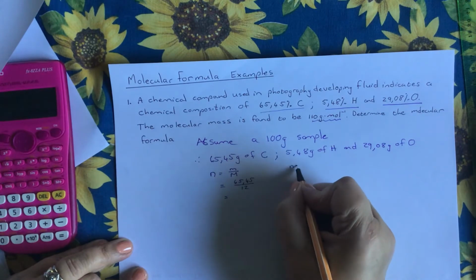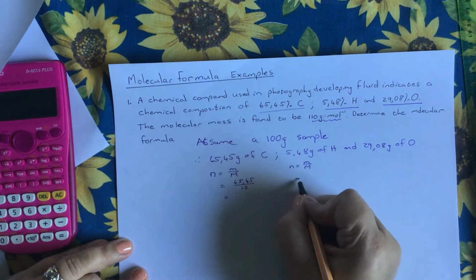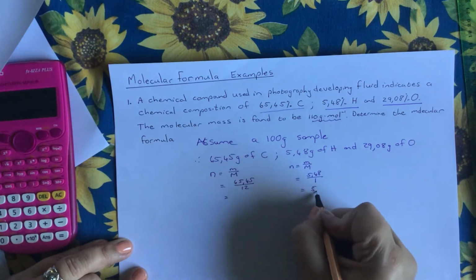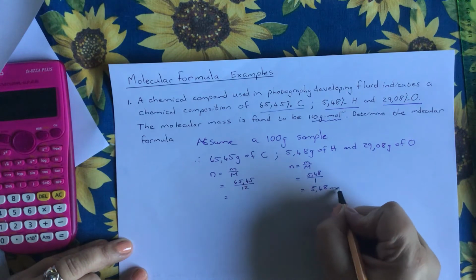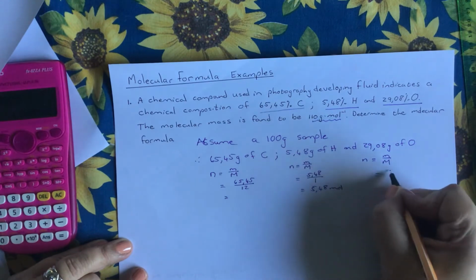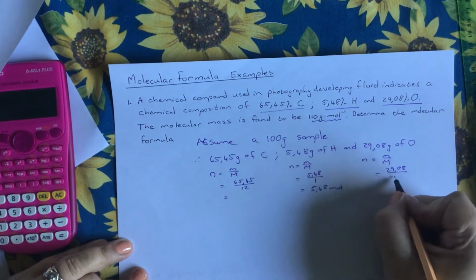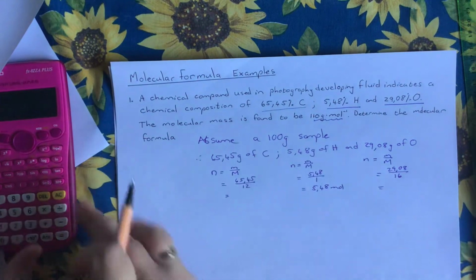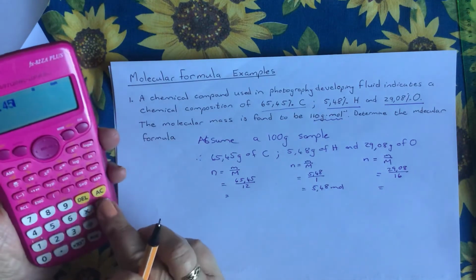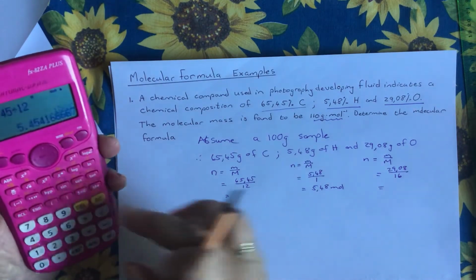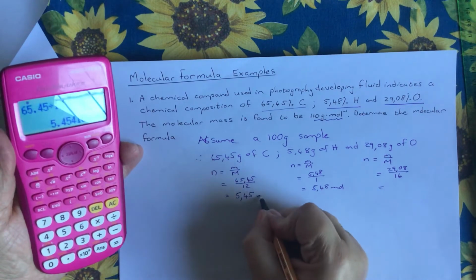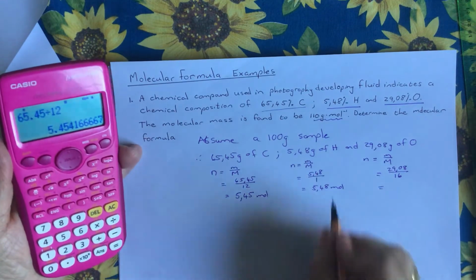For hydrogen, number of moles is mass over molar mass, which is 5.48 divided by 1. That one I know quickly. For oxygen, number of moles is mass over molar mass, 29.08 divided by 16, and we need to calculate that. For carbon, 65.45 divided by 12 works out to be 5.45 mole. Oh wow, very close now.